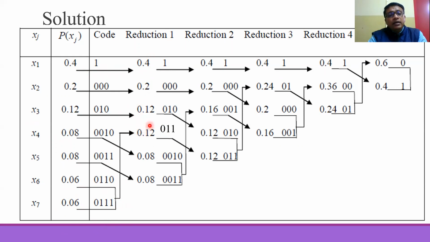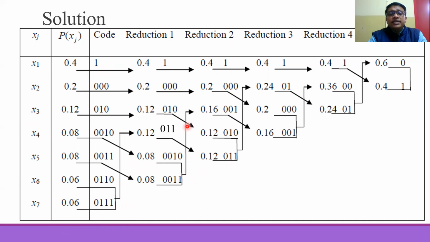So that is what we have done. After this step is completed, you find that these are the two lowest probabilities. Again, these two will be combined. When these two are combined, it becomes 0.16. 0.16 is obviously greater than 0.12, so it has to be reordered again, and that is called reduction 2.